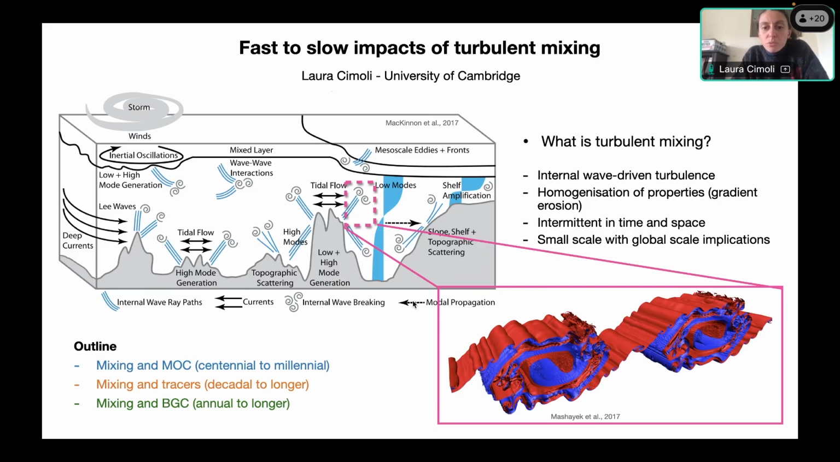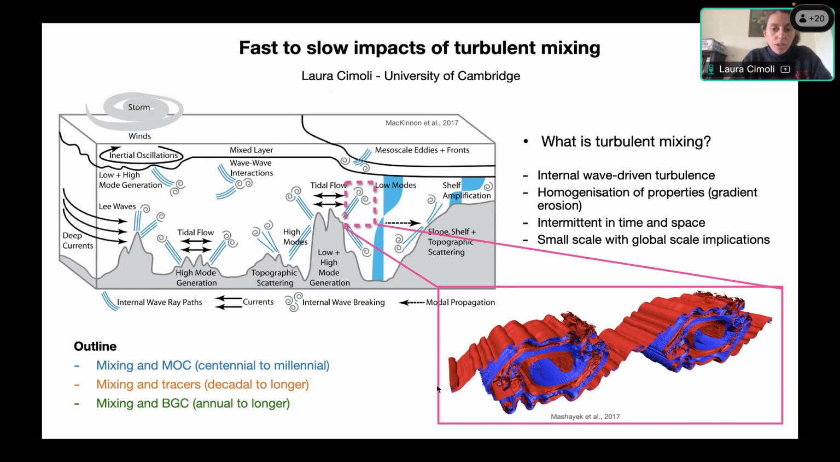So first thing is, what is turbulent mixing? There are many definitions, but one is to think of it as the process that leads to the homogenization of properties due to the turbulence generated by the breaking of internal waves. In a stratified flow, like the oceans, there could be a whole zoo of processes, shown in this schematic here on the left, that can lead to the formation of internal waves.